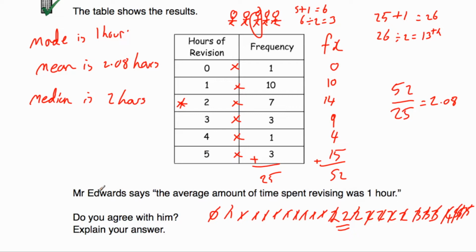Okay, so the question says, Mr. Edwards said the average amount of time spent revising was 1 hour. So the mode is 1 hour, that is the most common, but the mean is actually 2.08 hours, and the median is 2 hours. So do I agree with Mr. Edwards? I don't. I think Mr. Edwards' claim is actually much lower than what the average would be. I think the average would be more like 2 hours.